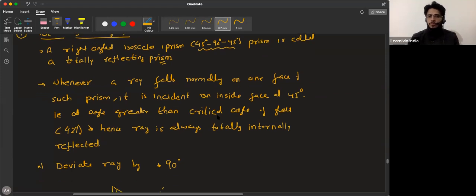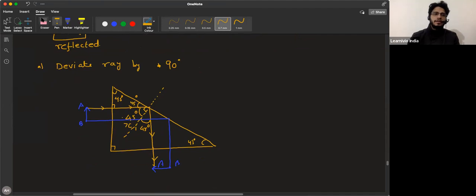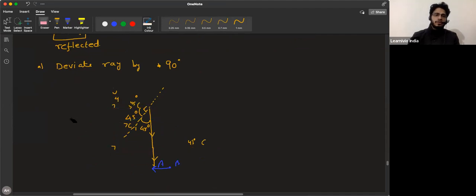Whenever a light ray enters a prism, the angle of incidence is 45-degree. The critical angle for the prism is 42-degree. So this is the angle of incidence and this is the critical angle. So whenever a light ray enters the prism, it undergoes TIR, total internal reflection. So using a prism, you can deviate a light ray in two ways. You can either deviate a light ray by 180-degree or by 90-degree. See how will you deviate it by 90-degree.